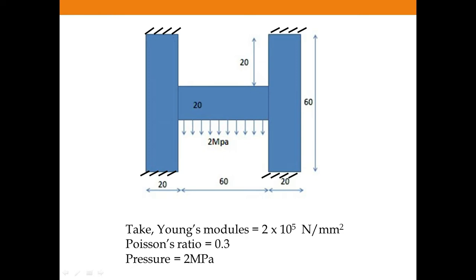In this video, we're going to discuss an axisymmetric problem. Here the axisymmetric diagram is given. The Young's modulus of the steel is 2 into 10 power of 5 Newton per mm square. Poisson's ratio is 0.3, and at the center, a 2 megapascal load is acting.